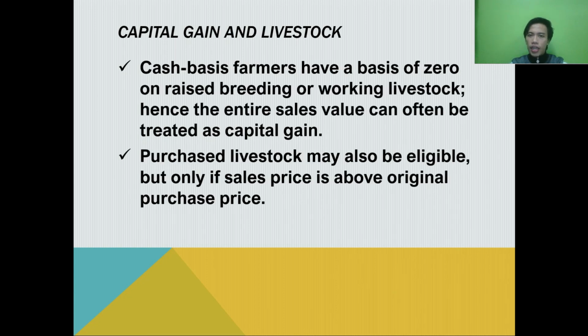Capital gain and livestock. Cash basis farmers have a basis of 0 on raised breeding or working livestock. Hence the entire sales value can often be treated as a capital gain. Next, purchased livestock may also be eligible, but only if the sale price is above the original purchase price.